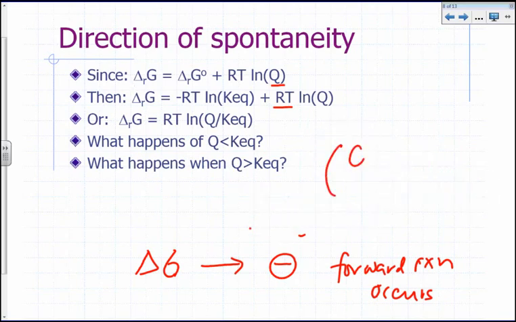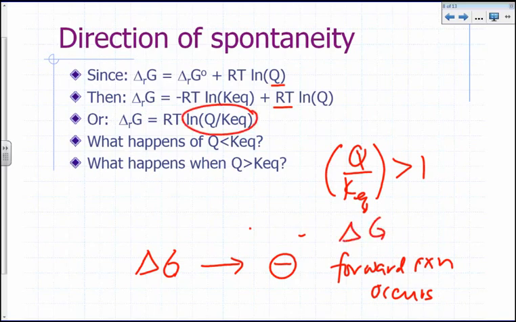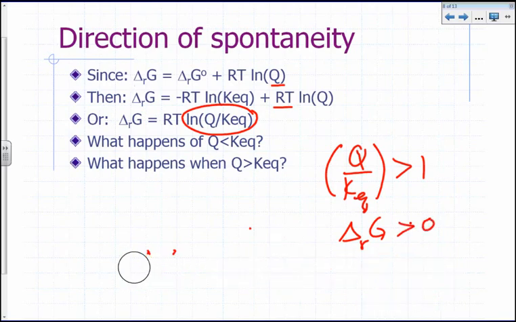Similarly here, you can say if Q is larger than KEQ, then this expression is going to be larger than 1. The natural log of a number greater than 1 is going to be positive, and then your delta G of your reaction is going to be a positive number. So that means the reaction as written, the forward reaction, is going to be non-spontaneous. Okay? So the reverse reaction will be the spontaneous reaction. The reverse reaction will occur.